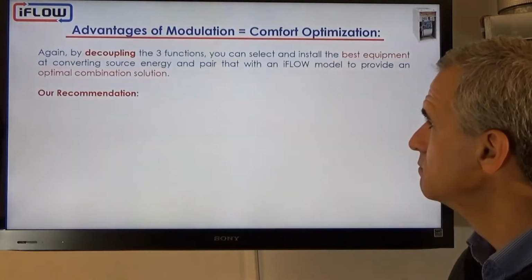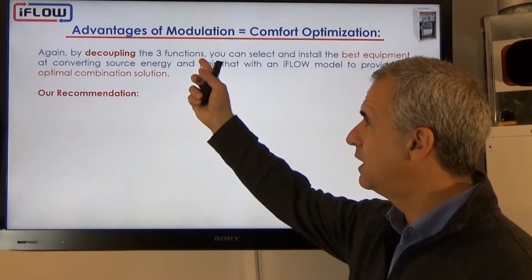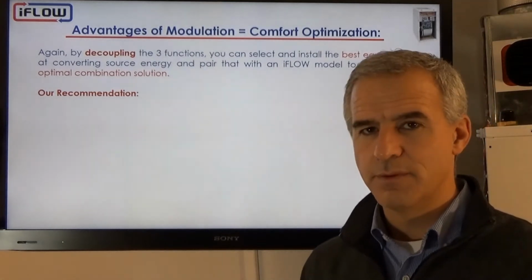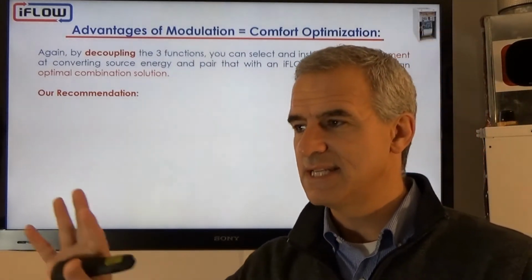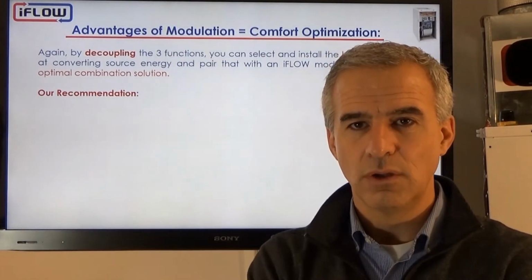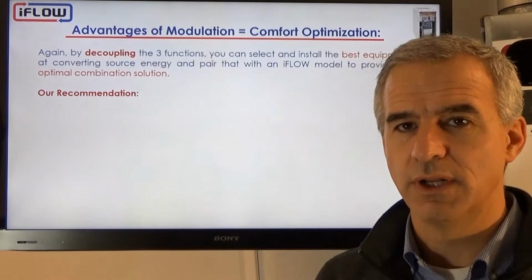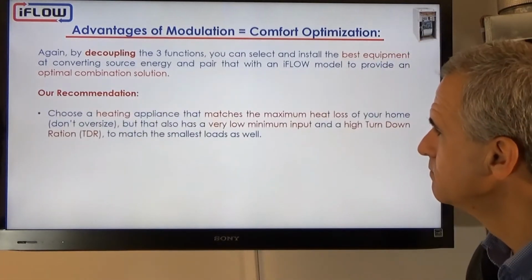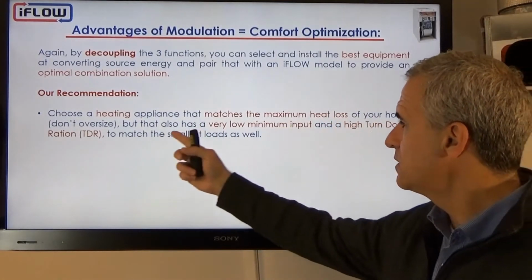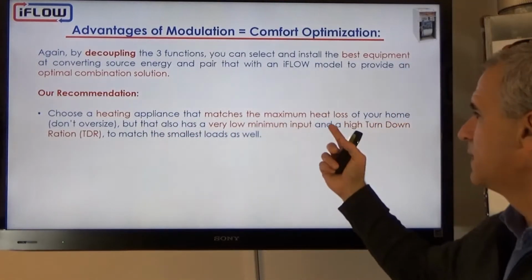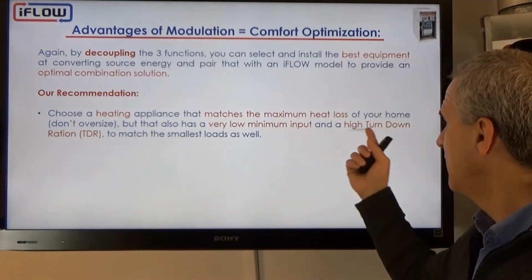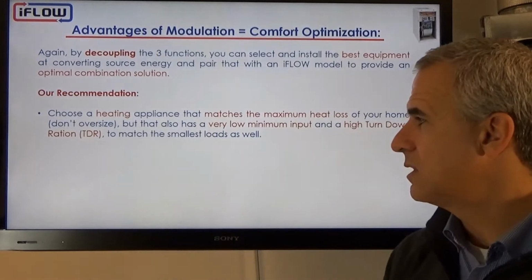So we can do it better. So again, by decoupling those functions, we can allow the industry to select the best cooling equipment, the best heating equipment at the conversion, and then we can take that heat and cool into the iFLOW, and then we distribute it through the system. So again, choose a heating system that matches the maximum, but also the very low minimum input that your smallest zone has, and then a high turn down ratio. So we'll talk about turn down ratio.